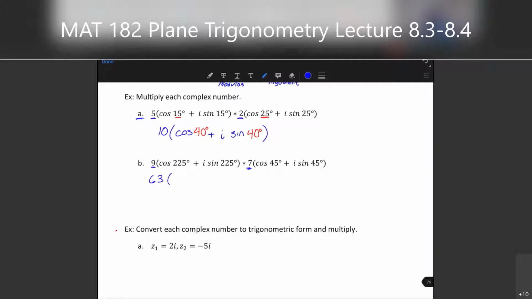And then we'll take our form of cosine plus i sine. And what would be our new argument here? We add those two angles, 225 and 45. Looks like, yep, 270. I think you got it there, Anya. 270. So if we add those two angles, we get 270.